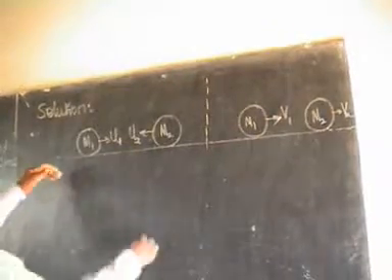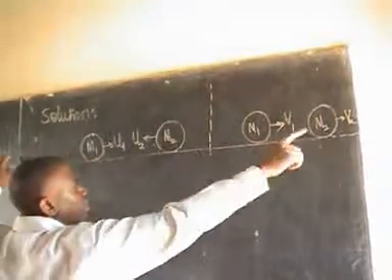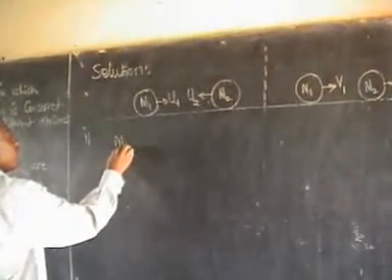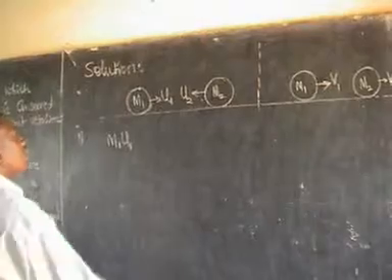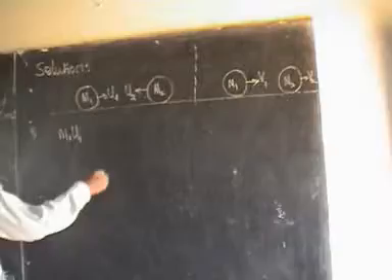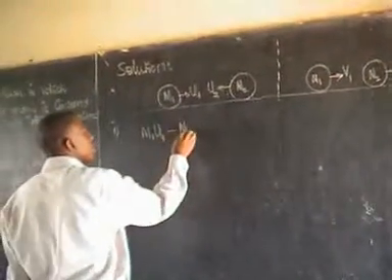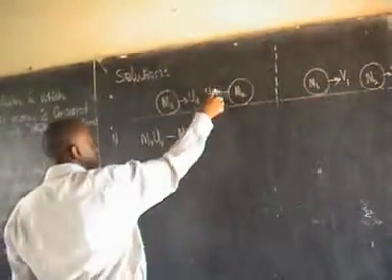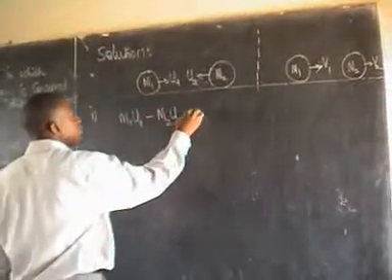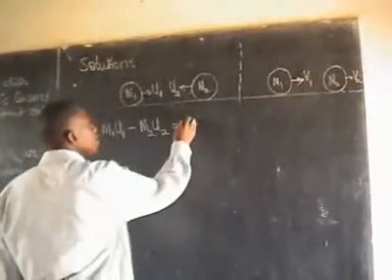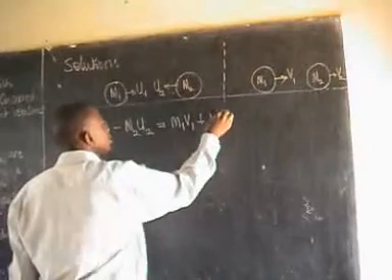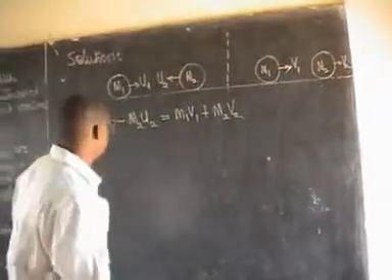So for simplicity, since these bodies are moving along the same straight line, we shall have m1 u1. Now, since u2 is moving in the opposite direction, a negative sign will cater for it. This negative is as a result of u2 being negative. So this will equal m1 v1 plus m2 v2.